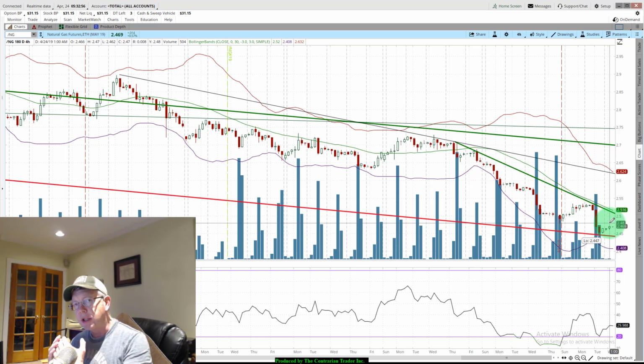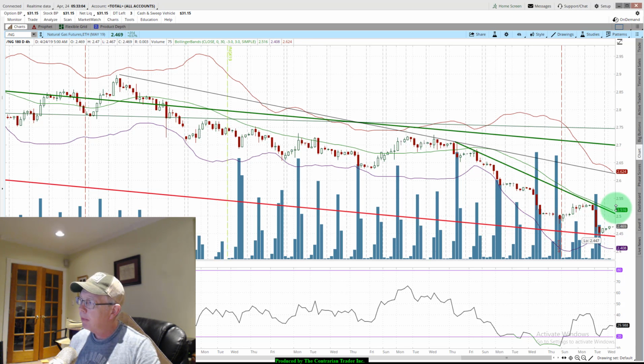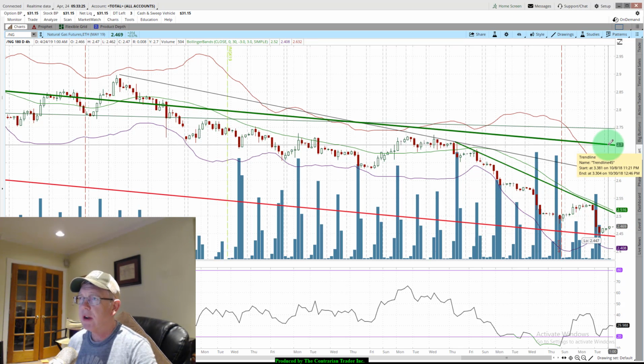Now we have an established base, or even better, a lower high, and then we get a breakout above that 2.47 level. That'll send us up to this secondary downtrend line. If we break out above it, well, then we may run up to the 2.7 level on natural gas. So natural gas, interesting, not actionable right now anyway.